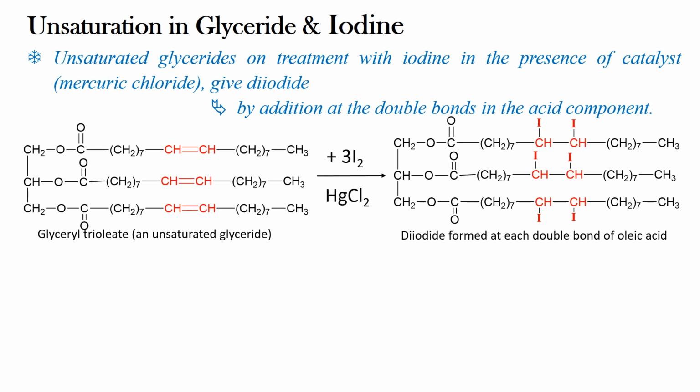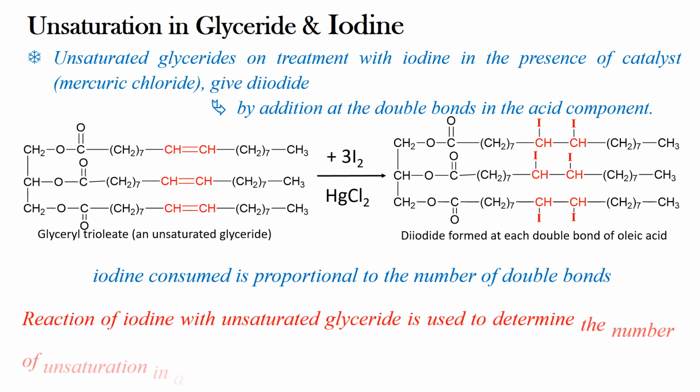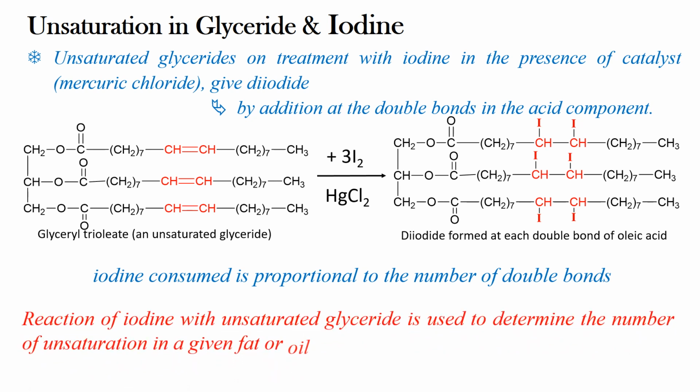Here the point to be noted is that the quantity of iodine consumed is proportional to the number of double bonds, and this reaction of iodine with unsaturated glyceride is used to determine the number of unsaturation in a given sample of fat or oil, and it is expressed as iodine value.